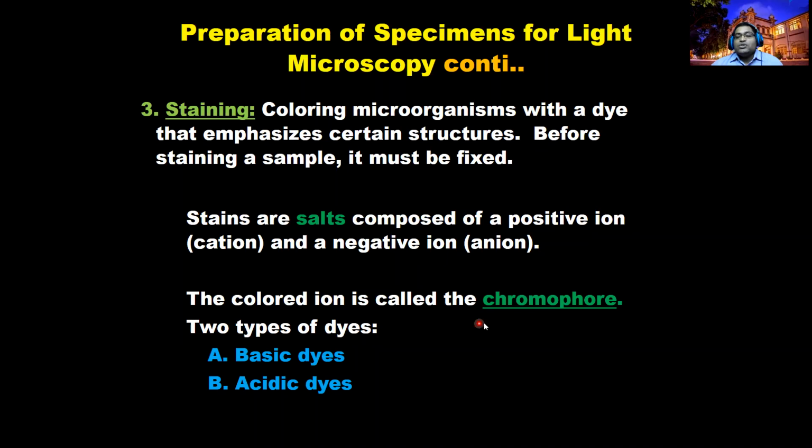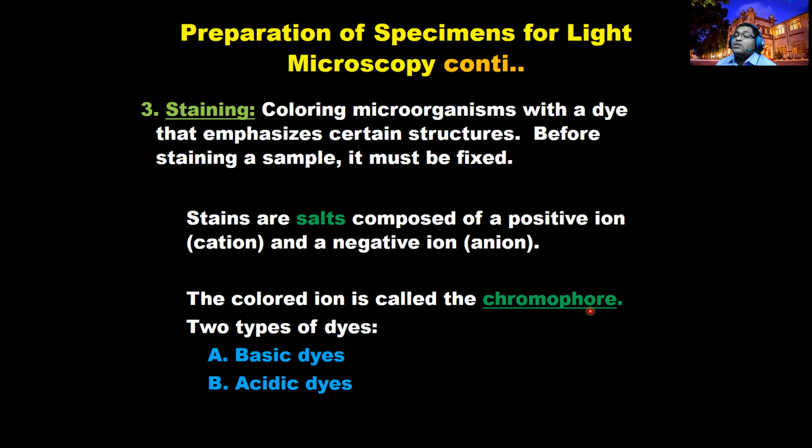The colored ion is called a chromophore. So there are two types of dyes commonly used in microbiological studies. One we call basic dyes. The other one we call acid dyes.